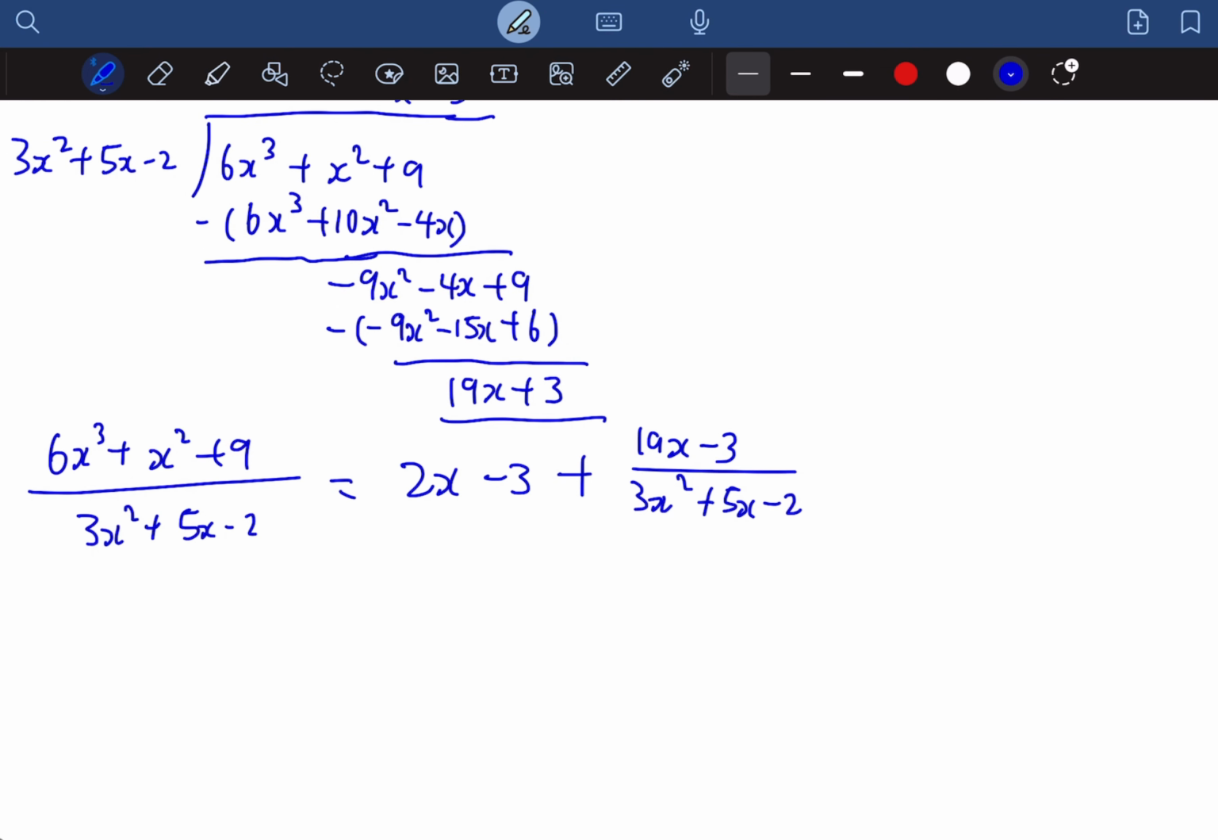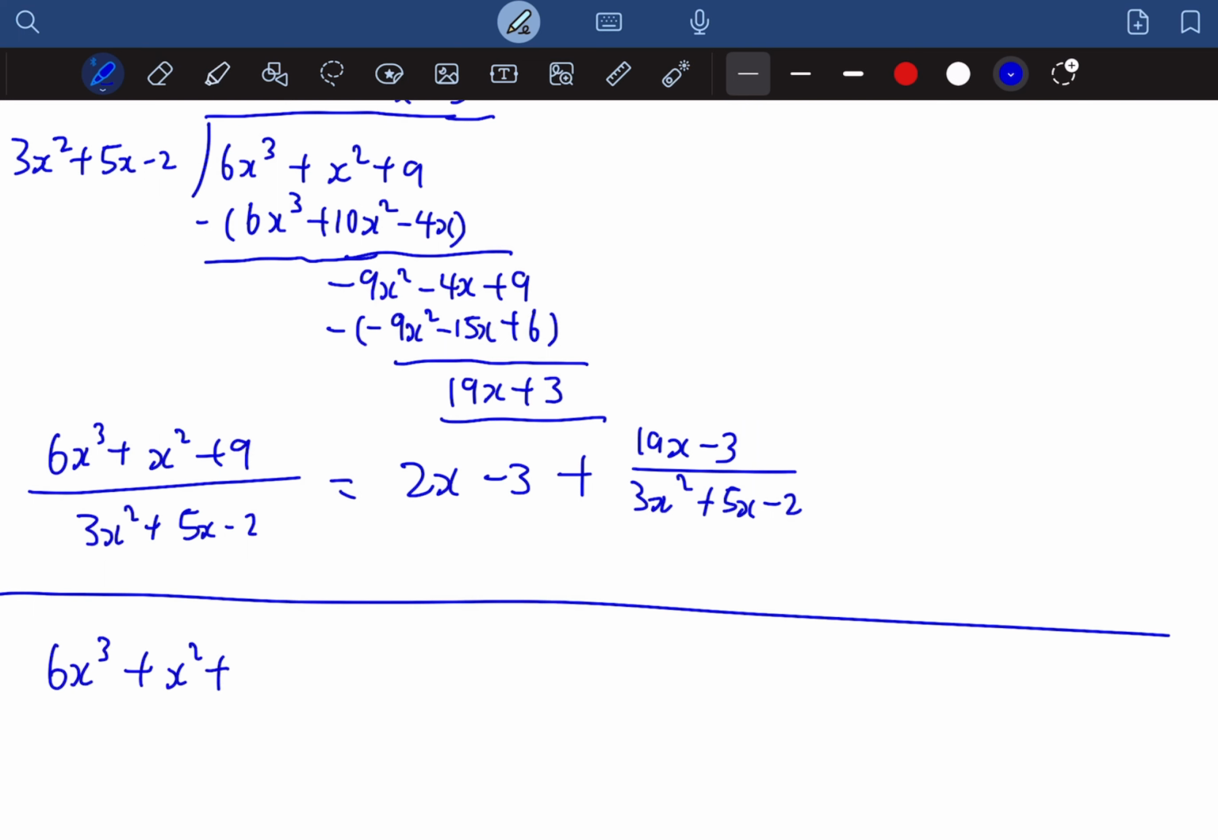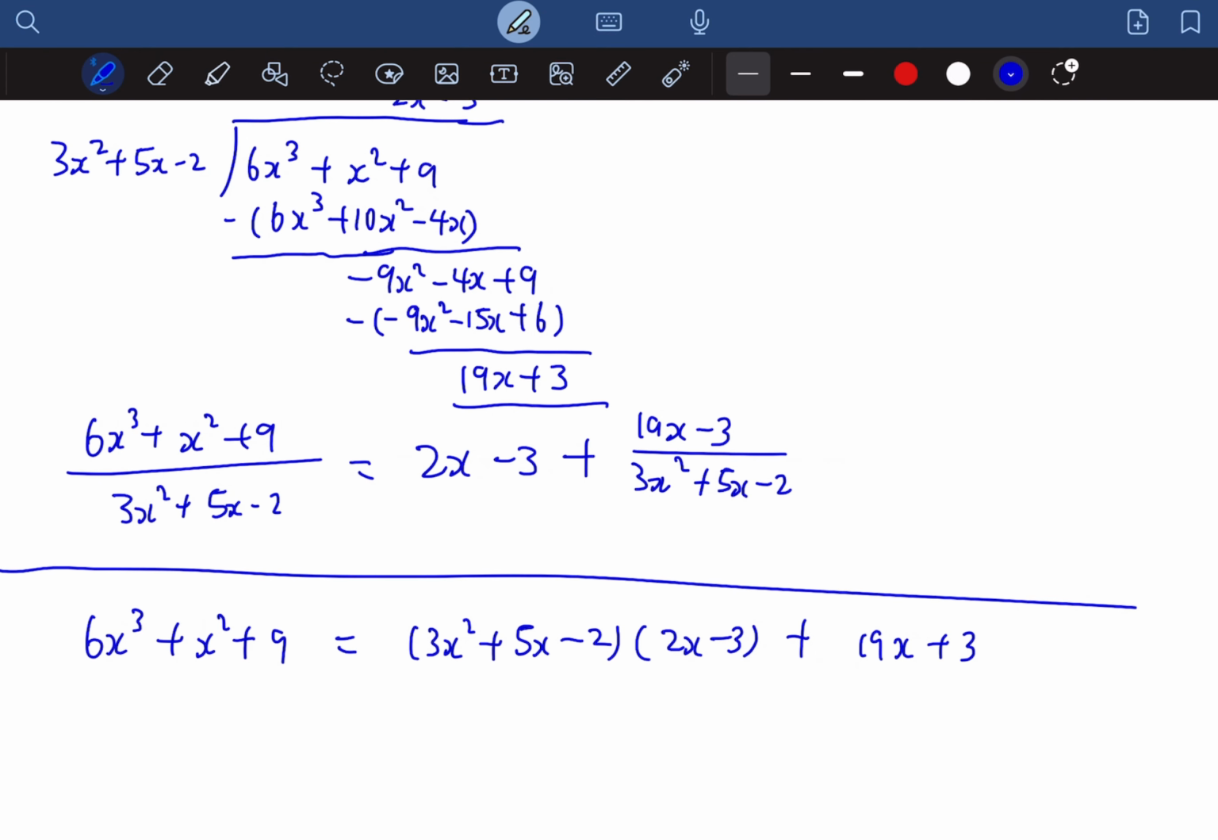For this case, dividend equals to divisor times quotient plus remainder. This is the official way of writing. But this question doesn't start off with just the dividend. It starts off with a fraction. So on both sides, I divide by 3x squared plus 5x minus 2. This is the divisor.